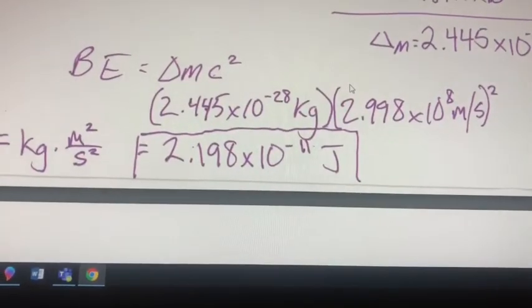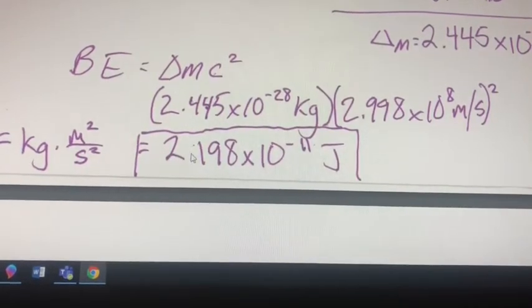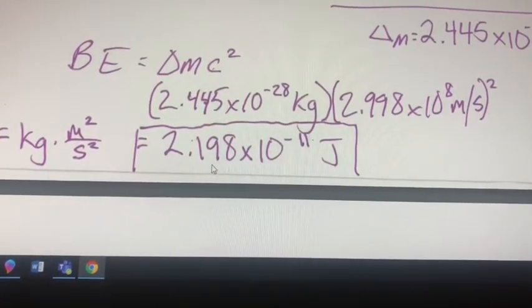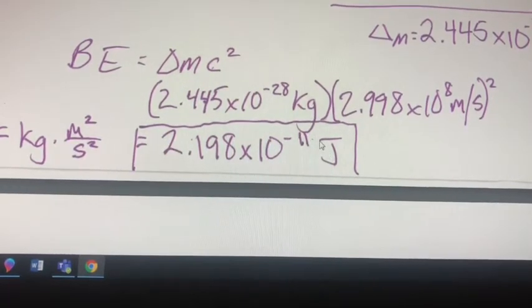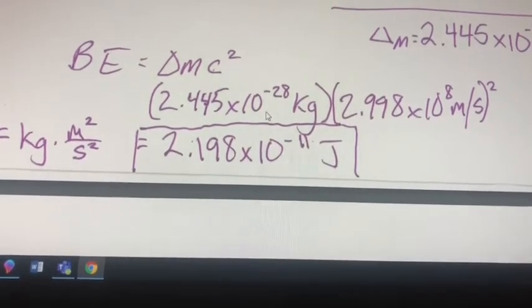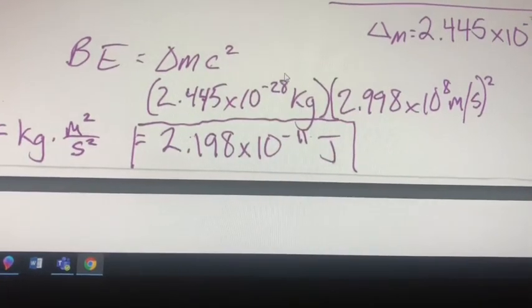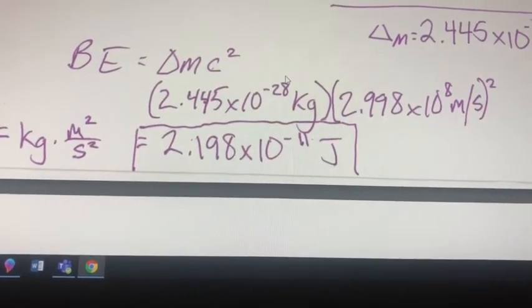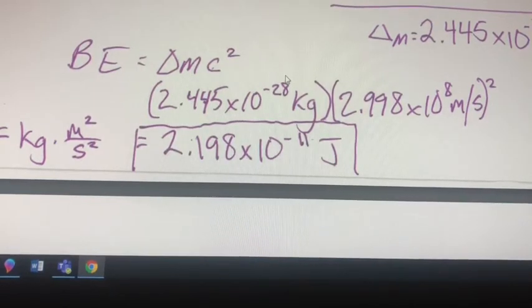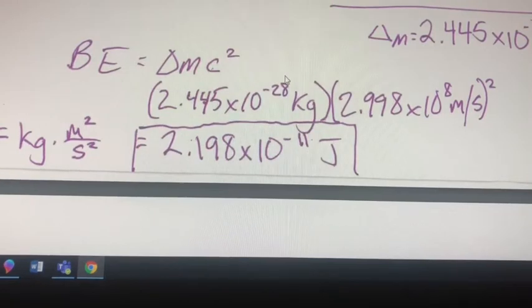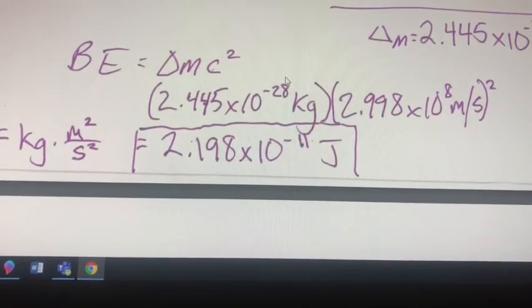And essentially, you're going to have 2.198 times 10 to the minus 11 joules for every particular element of fluorine that has that particular mass defect. Okay, so it's probably one of the longest-winded problems you're going to deal with, at least with lecture for this course, since we're going to be getting into organic chemistry, which is completely jumping ship from this.